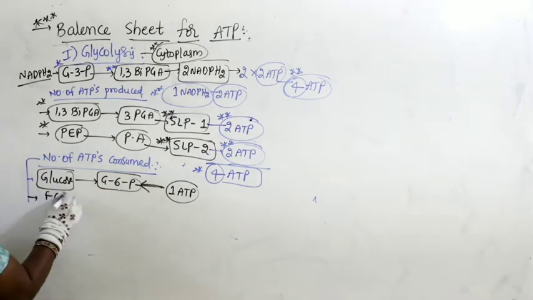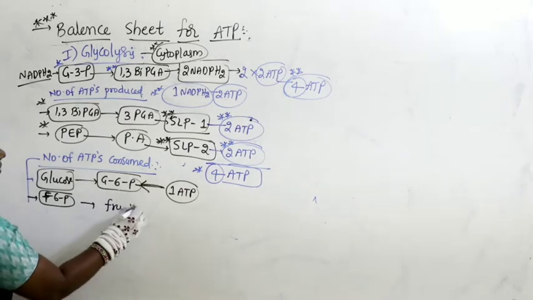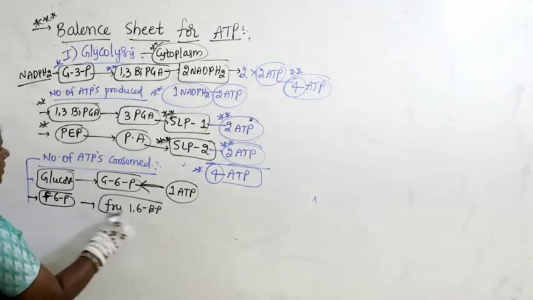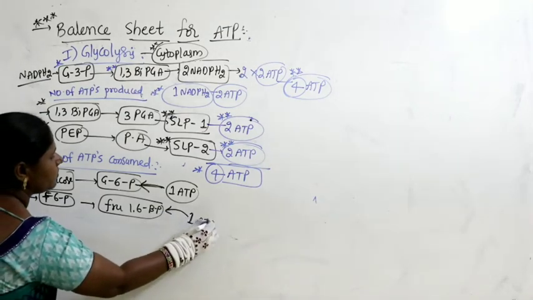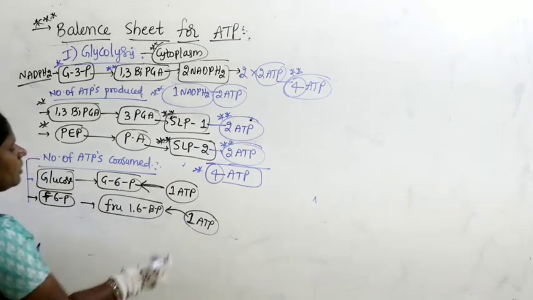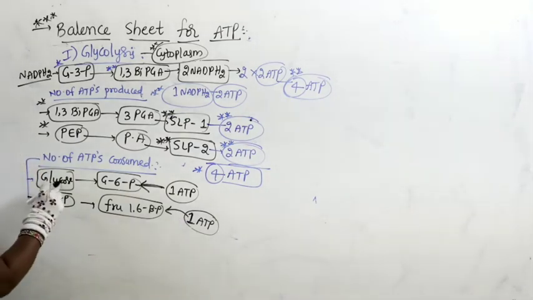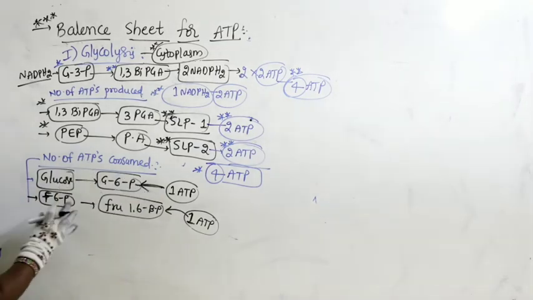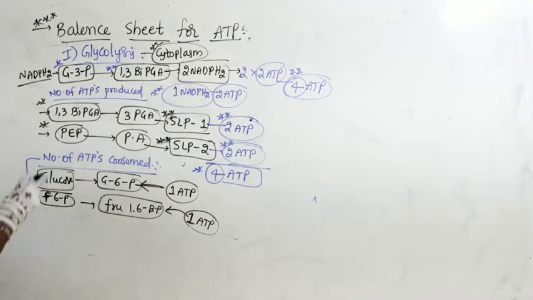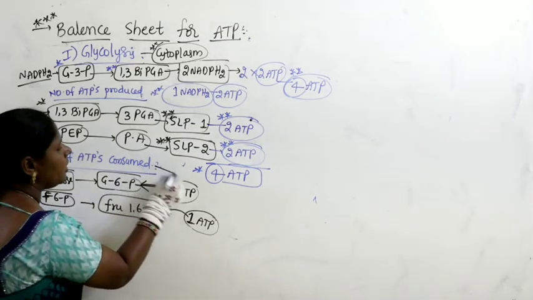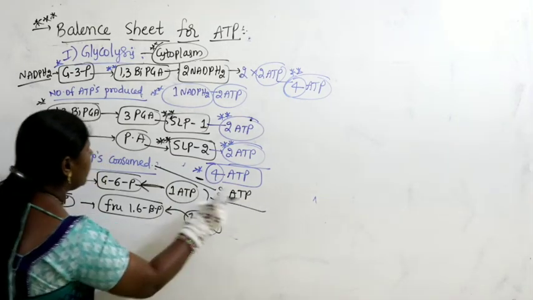Now fructose 6-phosphate to what? Fructose 1,6-biphosphate. During this conversion, one more ATP is consumed. So here, conversion from glucose to glucose 6-phosphate, 1 ATP is consumed. Fructose 6-phosphate to fructose 1,6-biphosphate, one more ATP is consumed. So total number of ATPs consumed is nothing but 2. Right? So number of ATPs consumed is 2.